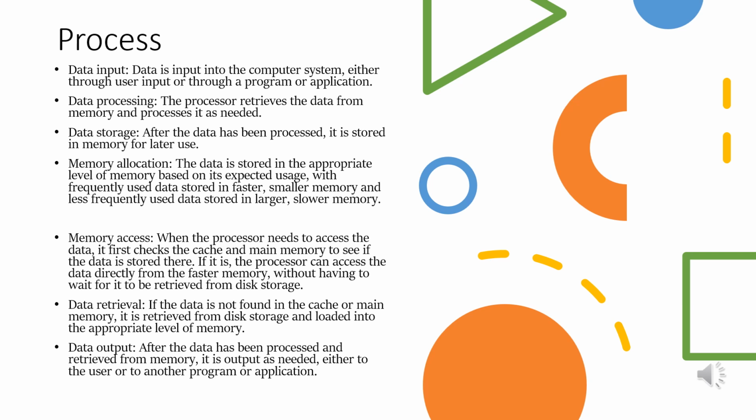Data retrieval. If the data is not found in the cache or main memory, it is retrieved from disk storage and loaded into the appropriate level of memory. Data output. After the data has been processed and retrieved from memory, it is output as needed, either to the user or to another program or application.